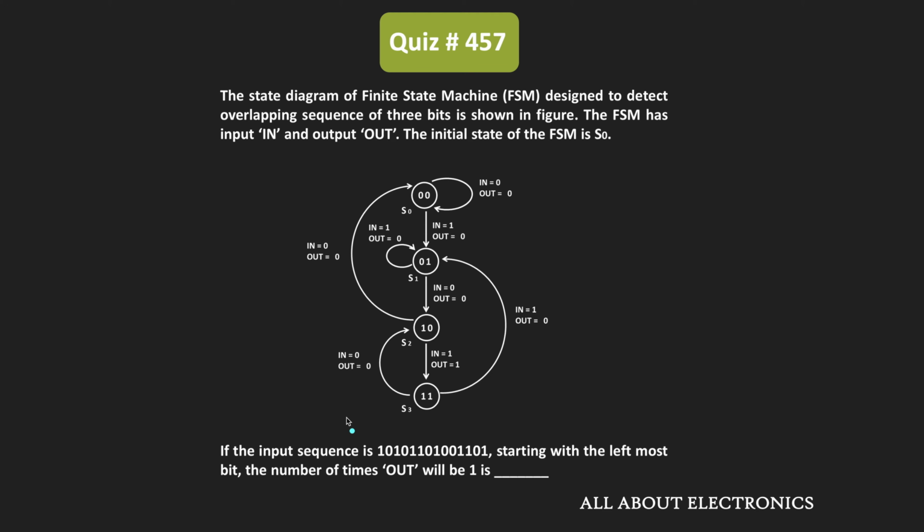So in this question, we have been given the state diagram of one finite state machine, and we have been given that it is designed to detect the overlapping sequence of 3 bits. We have also been given that the initial state of the FSM is S0. For the given input sequence, starting from the leftmost bit, we have been asked to find the number of times the output of the detector will become 1.